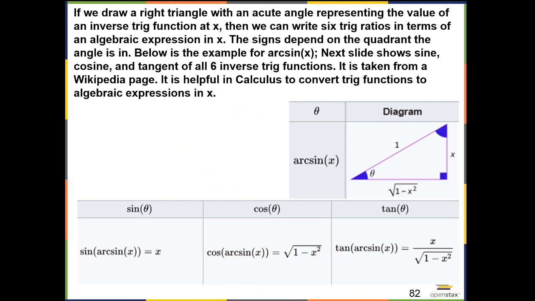So here you go. Now, this in calculus is useful to turn trigonometric expressions into algebraic expressions and back. Now, what do I mean by algebraic expression? I mean expressions that use variables and numbers and operations, right?